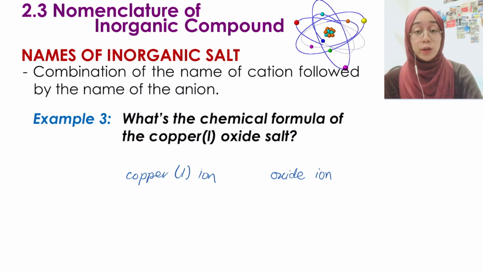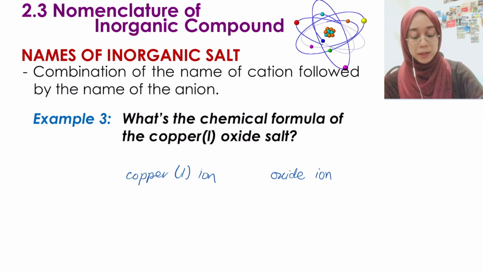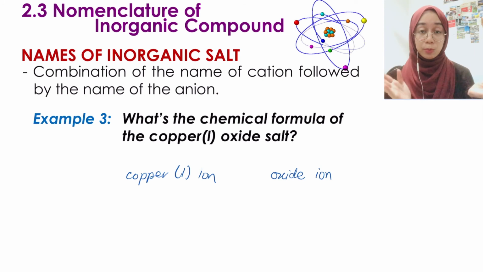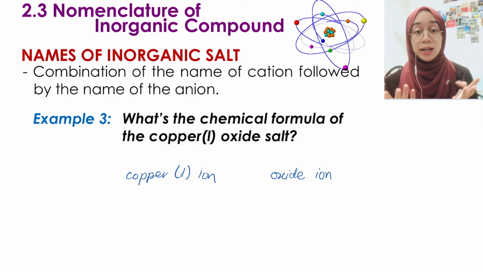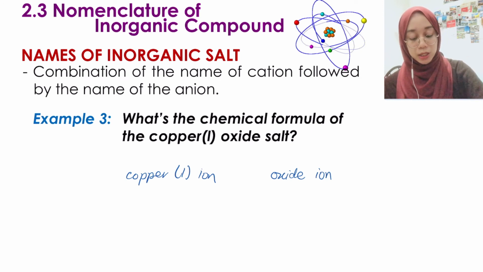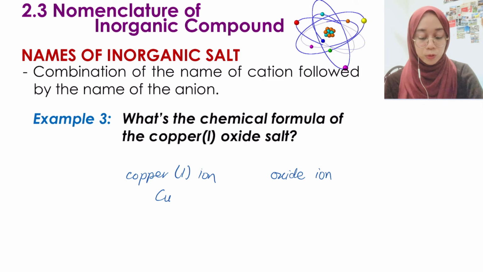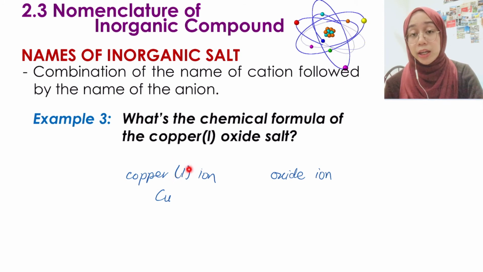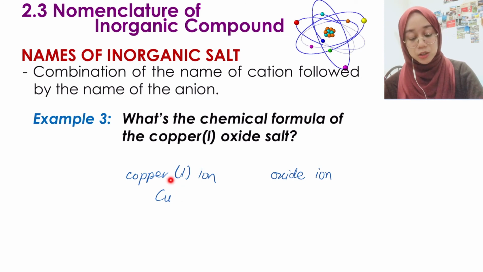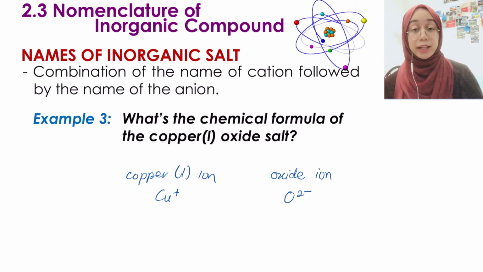Okay, so kalau kita tengok copper 1 ion, kita tulislah dia punya formula copper. Kalau kamu tak ingat lagi apa simbol untuk copper, kamu boleh rujuk RAM table tu. So untuk copper it is Cu. Okay, and untuk Roman number ni it gives you a hint already. Dia bagi hint dekat sini what is the charge untuk copper kat sini. So since it's copper 1, bermaksud this is Cu+. Okay, meanwhile oxide ion pula is O2-.